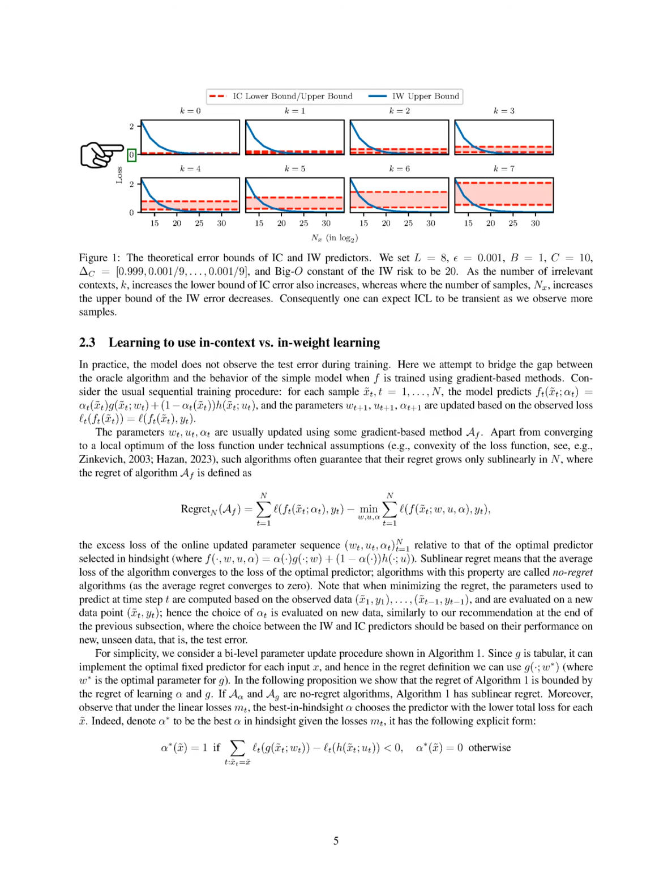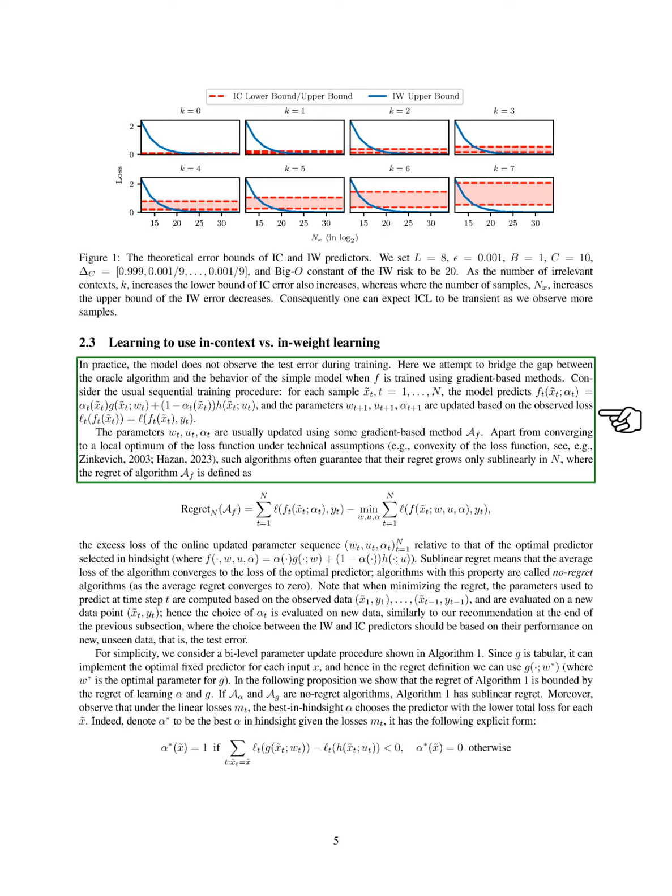Section: Learning to use in-context versus in-weight learning. In this section, we explore the differences between in-context and in-weight learning. We note that during training, our model does not see the test error. We aim to connect the ideal algorithm with the behavior of a simpler model trained using gradient methods. We follow a standard training approach.